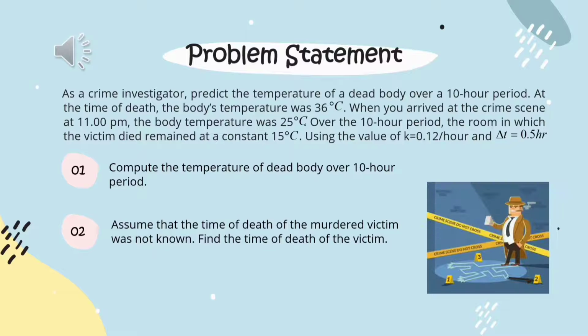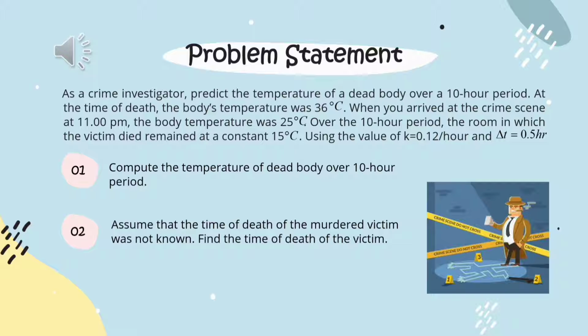Let's see our problem statement. As a crime investigator, predict the temperature of a dead body over a 10-hour period. At the time of death, the body's temperature was 36 degrees Celsius. When you arrive at the crime scene at 11 p.m., the body temperature was 25 degrees Celsius. Over the 10-hour period, the room in which the victim died remained constant at 15 degrees Celsius.